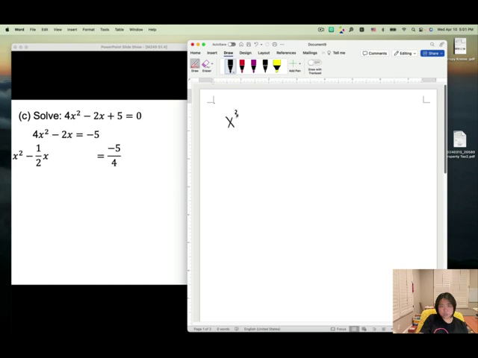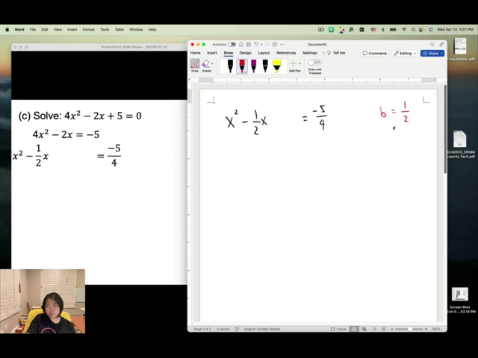Okay, now I have x squared minus 1/2 x. I'm going to add something equal to negative 5 over 4. So your b equals 1/2, right? And then we want to add b over 2 squared. So what does that mean? 1/2 divided by 2 means 1/2 multiplied by 1/2, which is going to be 1 over 4.